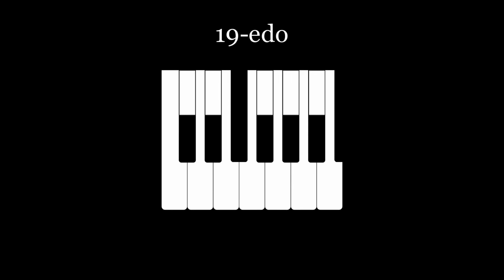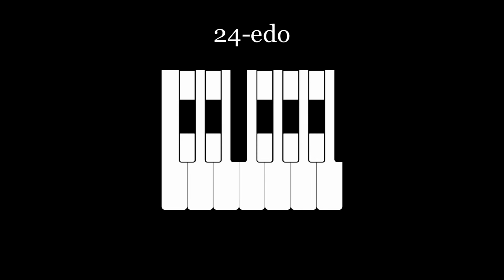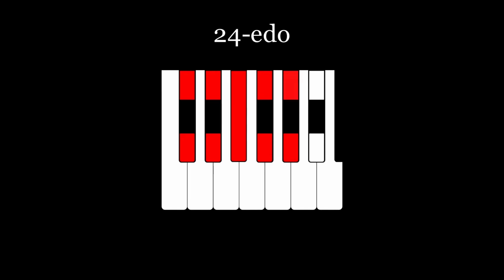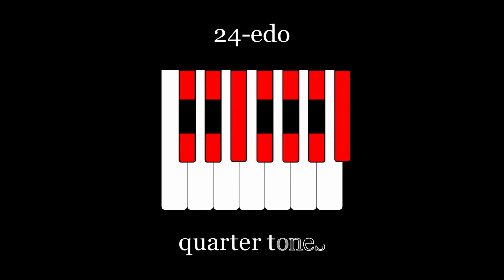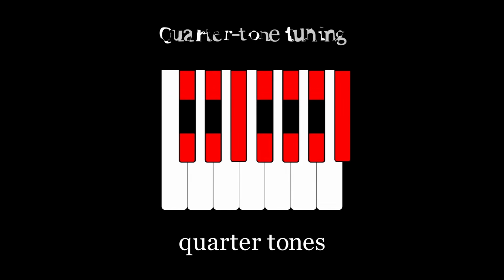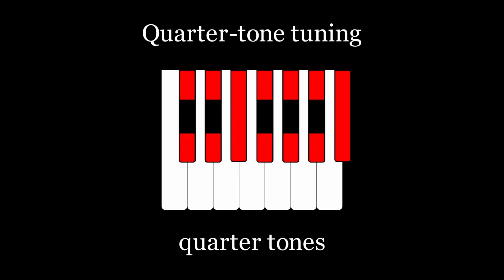Next, let's bump up the number of notes per octave to 24. Since the system now has double the number of notes compared to 12-edo, a new note is effectively being introduced for every semitone, giving rise to what we call quartertones. For that reason, the system is also sometimes referred to as quarter-tone tuning. In order to have a notation system that fully captures every note found in 24-edo, new accidentals must be introduced.